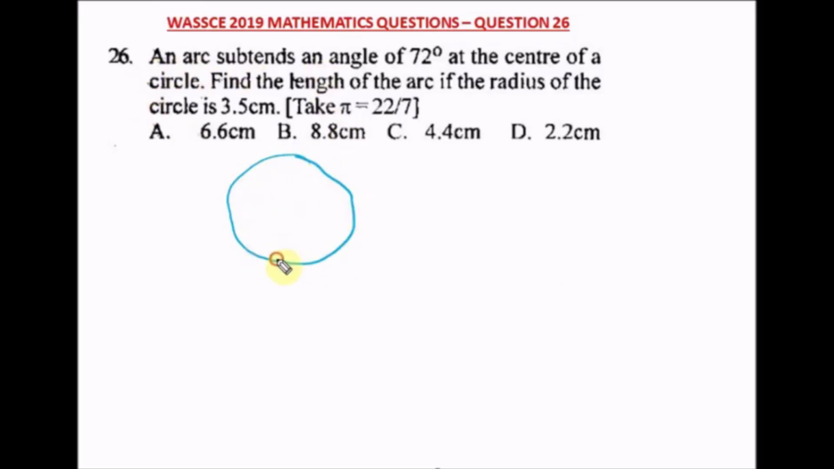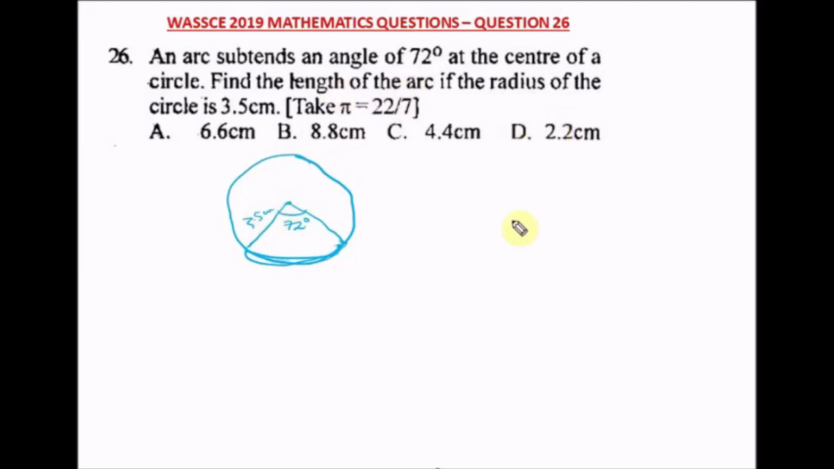So an arc subtends an angle of 72 degrees at the center of a circle. Find the length of the arc if the radius of the circle is 3.5. So we have to find the length of this arc, that's what we're looking for, from here to here. And we know that the radius of the circle is 3.5. All right, so it's easy.